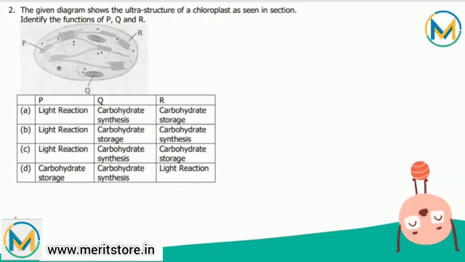So here this P is a part of grana. There is a grana where the light reaction takes place. Q is a storage box where the carbohydrate is stored, and R is a liquid area where the carbohydrate synthesis takes place. Okay, so the correct answer for this question is option B. That is, P is light reaction, Q carbohydrates in storage, and R carbohydrate synthesis.